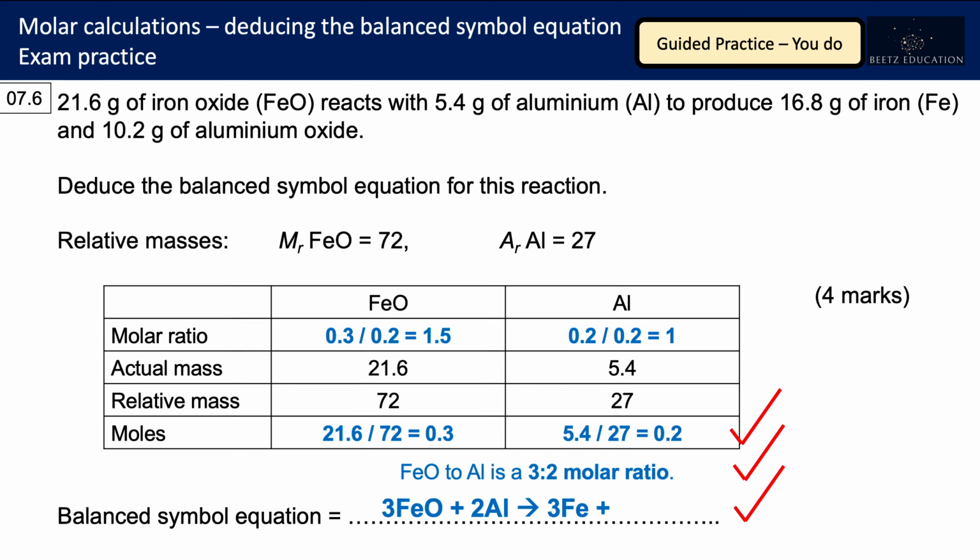Next step, producing the balanced symbol equation. If you've got this bit right, which we should have done based on the molar ratio of FeO to Al and the basics of seeing, well, if we've got 3 iron atoms, then we would have to have 3 iron atoms in our product as well. And the 4th mark is for getting the formula of aluminium oxide correct. Again, balancing this in the usual format by looking at the number of atoms of each of those elements in our reactants and getting the same in our products.